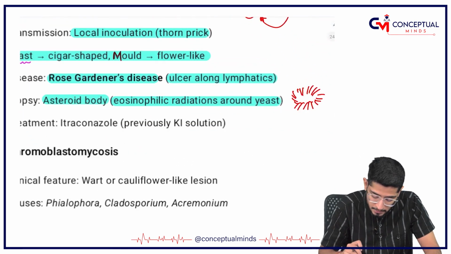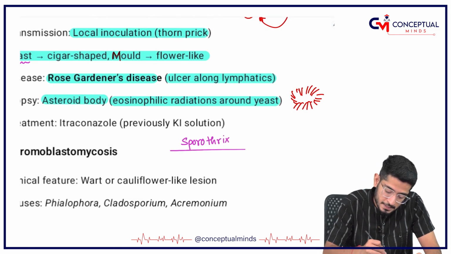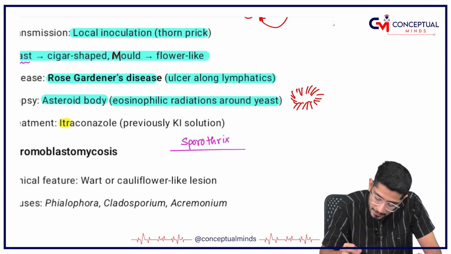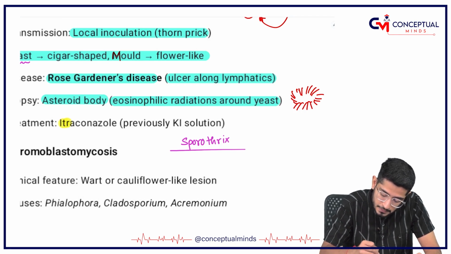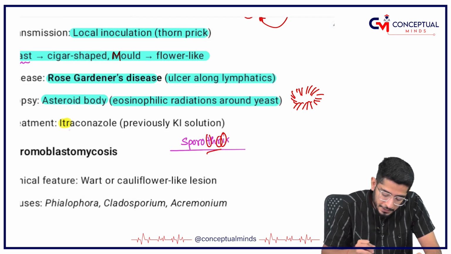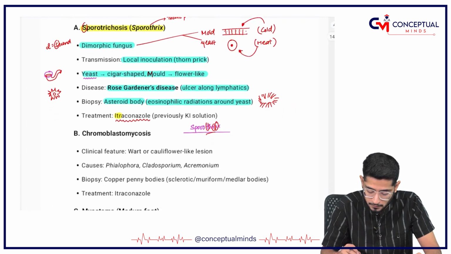Okay. So I see here Sporothrix. Sporothrix has got the ITR word coming. So yes, I'll come to this. ITR coming. So itraconazole is the medicine which is the treatment for Sporothrix.